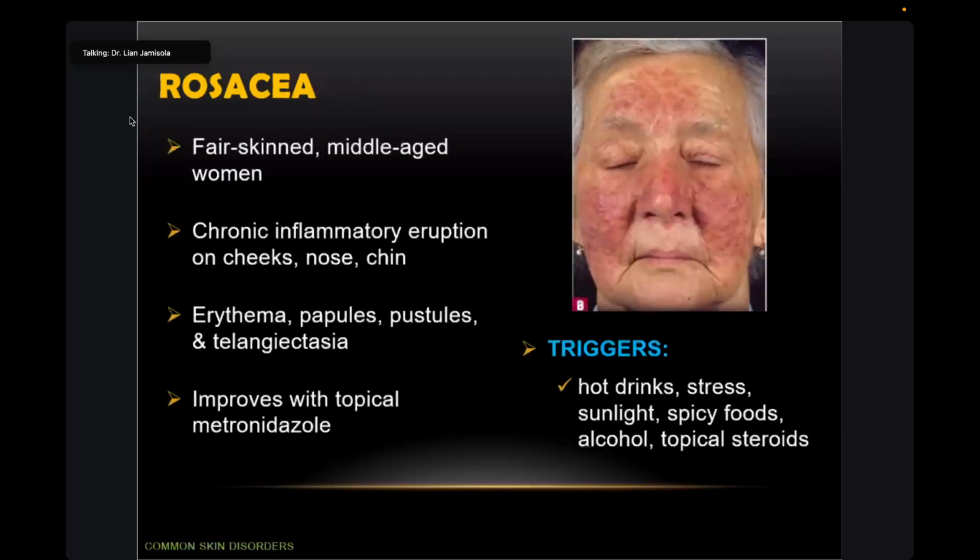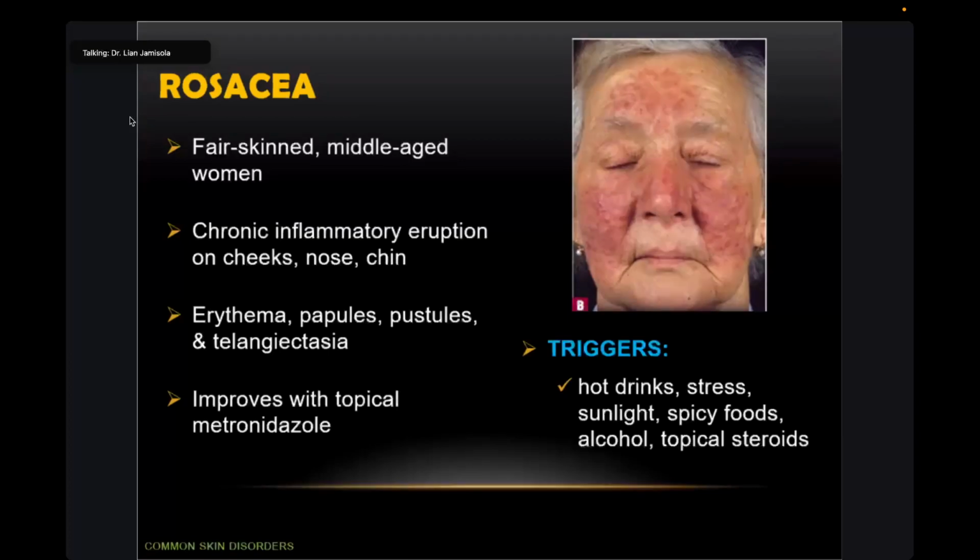Okay. Another condition is rosacea. Why am I discussing it? Though it's not as common as acne, it can look like acne. So most patients come thinking they have pimples, or they're treating themselves for pimples, but actually what they have is rosacea. In some books, this is called acne rosacea. But it's entirely different from your acne.